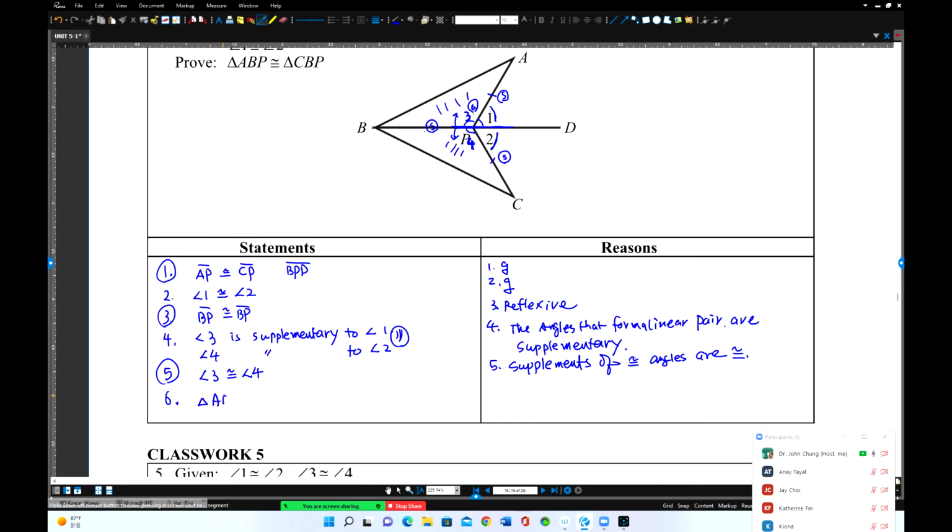Triangle ABP congruent to triangle CBP. The reason is side, angle, side. That's it, but you gotta memorize: when you have a linear pair, how can you prove the other angles are congruent? There's a step over here. Memorize the angles that form a linear pair, their angles are supplementary.